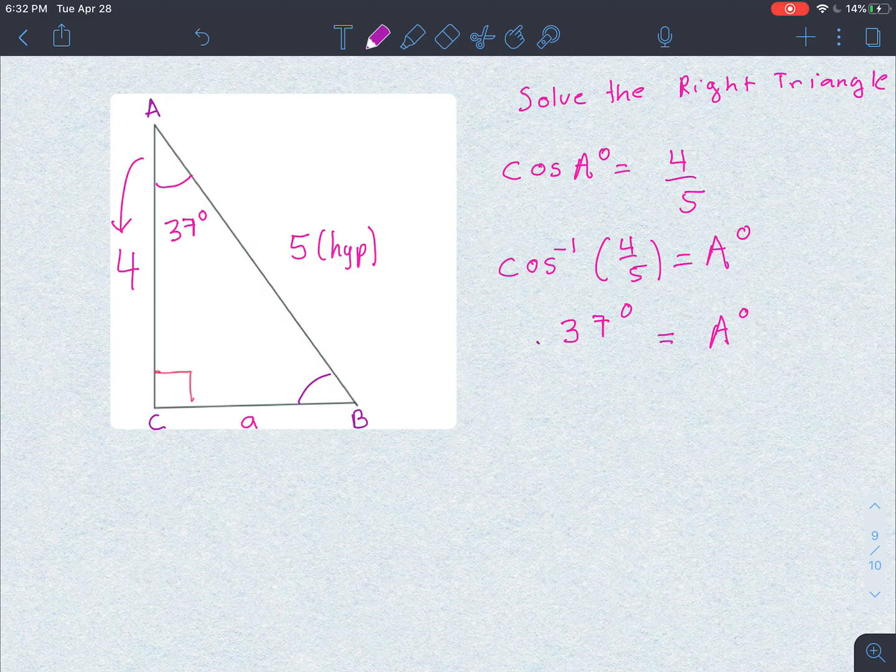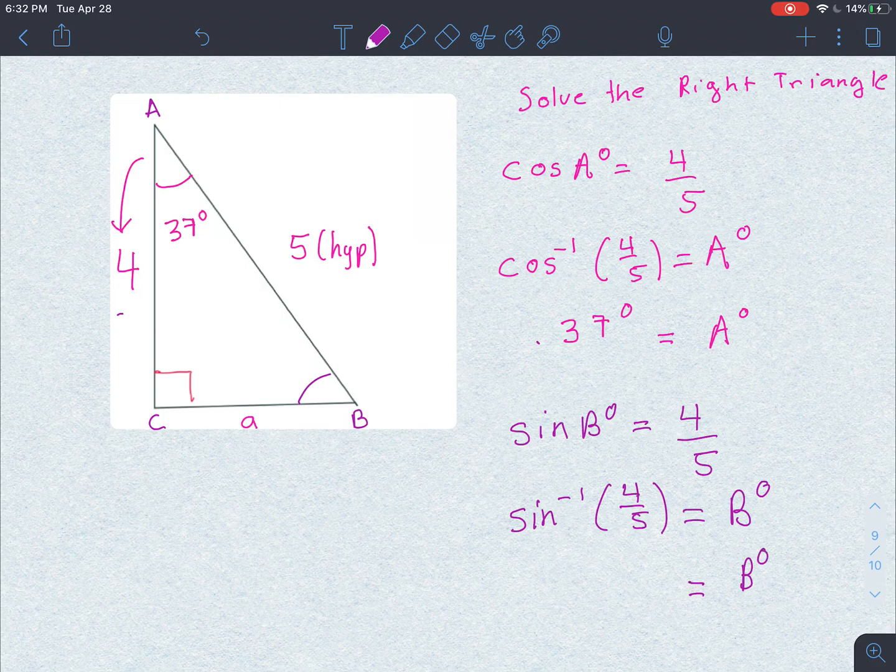So this time we want to find angle B, and we're going to do the same thing. Angle B, we're going to look at 4 and 5. We know that 4 is opposite to B, and we know that 5 is the hypotenuse. So this time we're going to do sine of B equals 4 over 5. And we are going to do the same thing and write sine inverse of 4 over 5 equals B. And we will get 53 degrees.